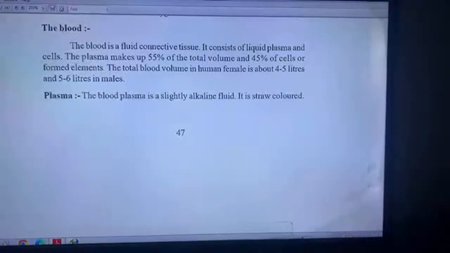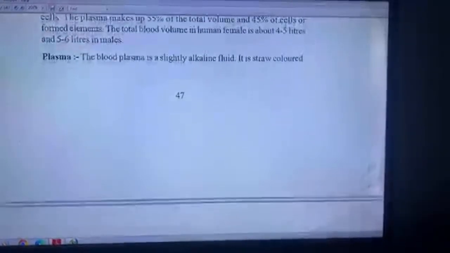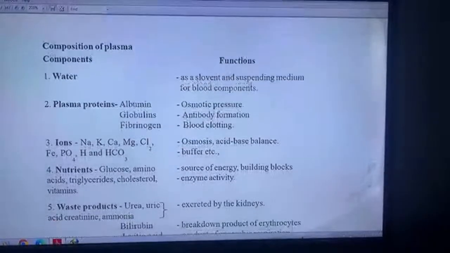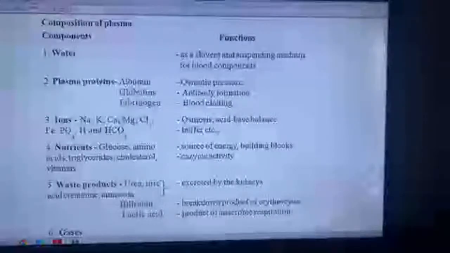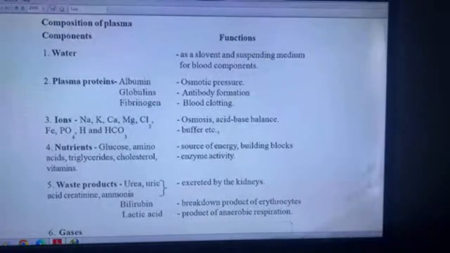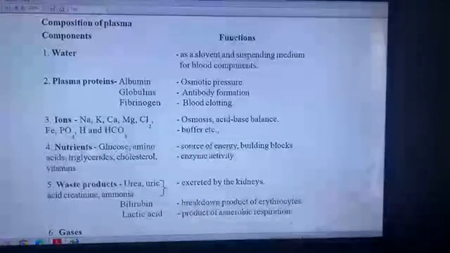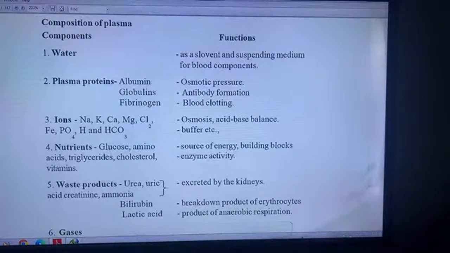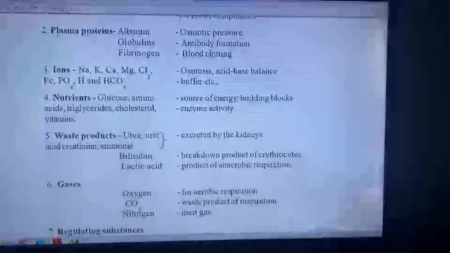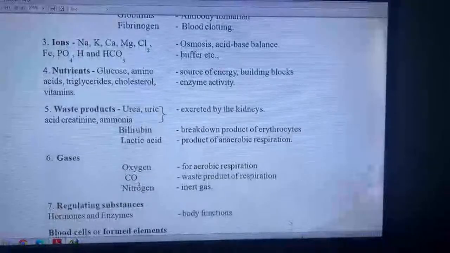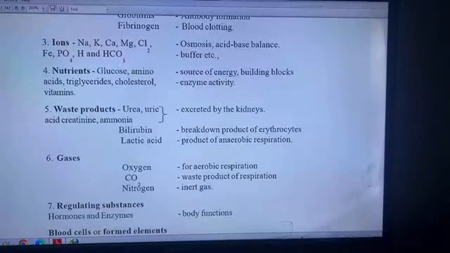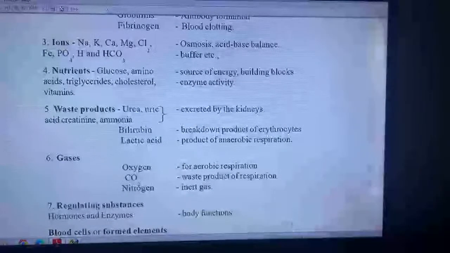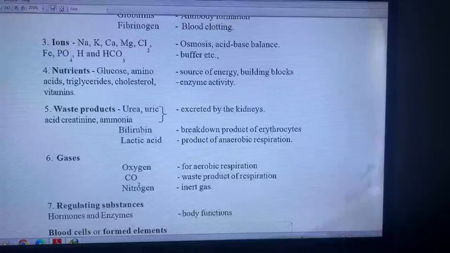Plasma. The blood plasma is a slightly alkaline fluid. It is tricolored. Composition of plasma. Components and functions. Water is a solvent and suspending medium for blood components. Plasma proteins: albumin, globulin, fibrinogen, for osmotic pressure, antibody formation, and blood clotting. Ions: Na, K, Ca, Mg, Cl, Fe, PO4, H and HCO3, for osmosis, acid-base balance, buffering, etc.